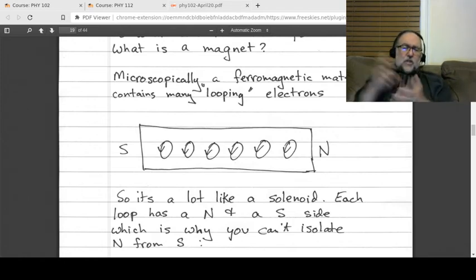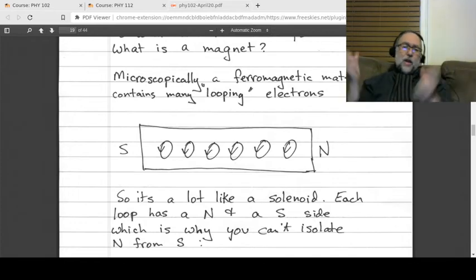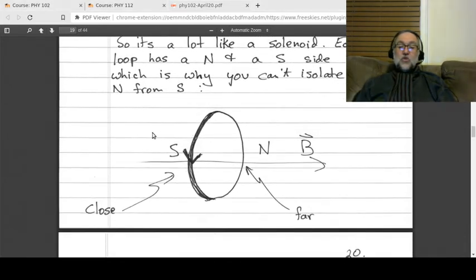But you can't separate north and south in magnets. You remember that if I have a north and south magnet and I break it, what I wind up getting is two magnets, both of them with their own north and south. And so you can't separate north and south. And you go, well, why? Why can't you do it? Now we know why. And here's why. Because there's two sides of a loop. And you can't have a loop which has only one side. You know, every loop is going to have one side and then the other side.